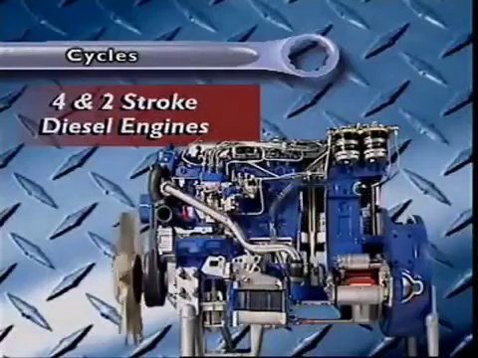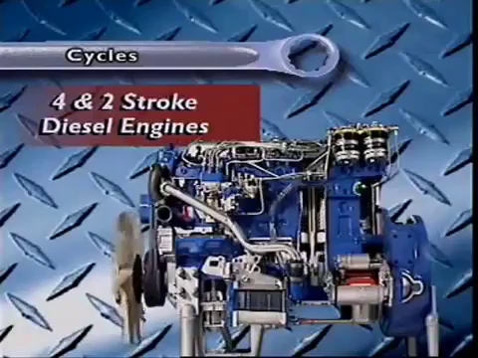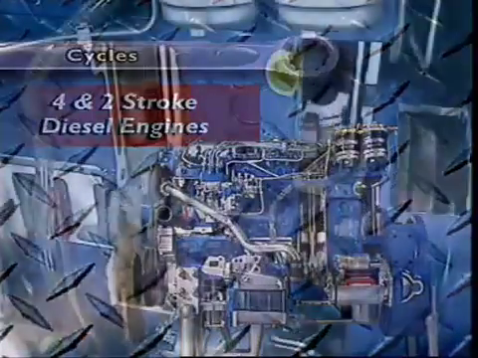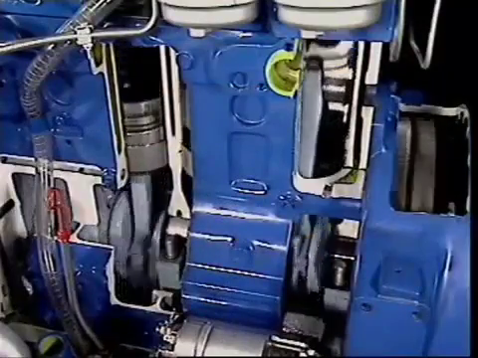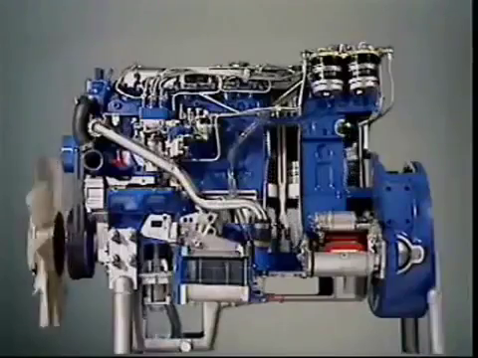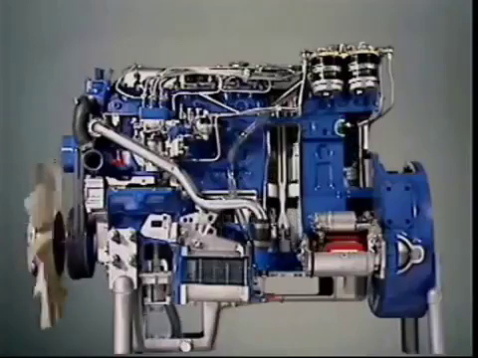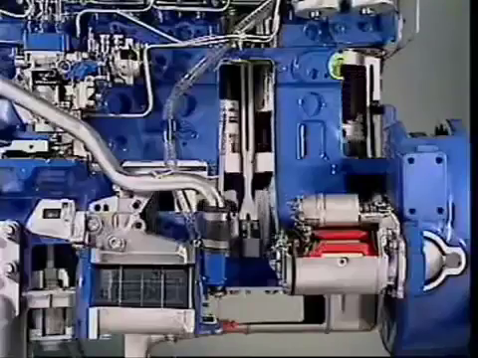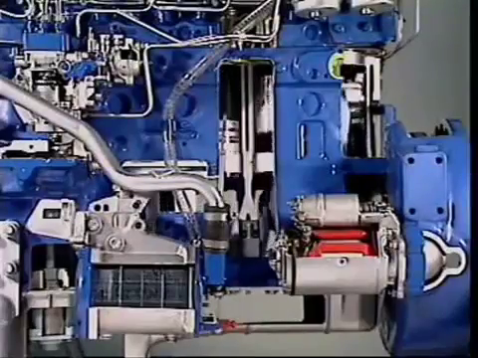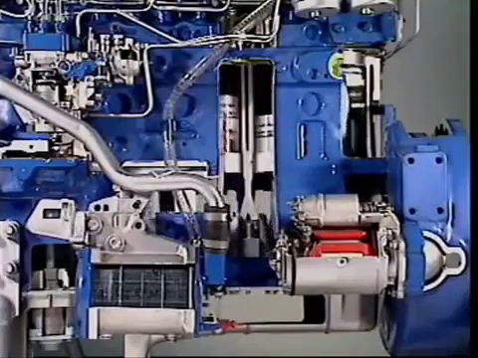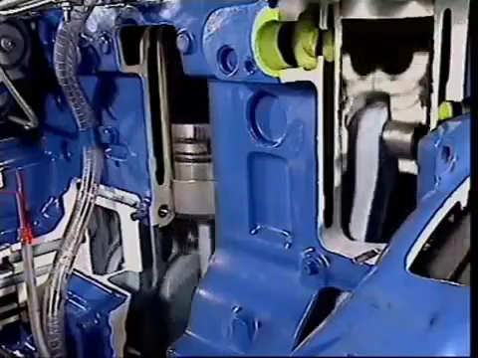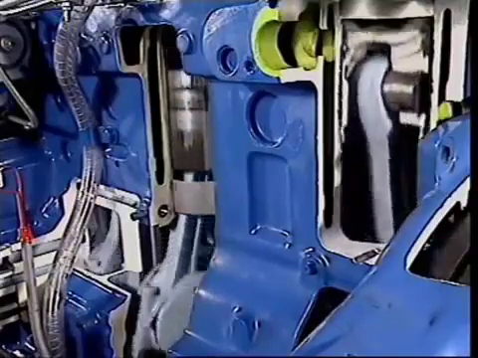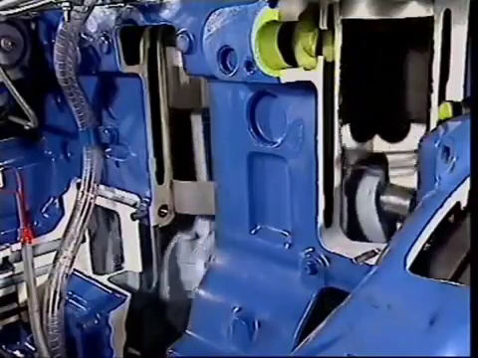This section examines the 4-stroke and the 2-stroke diesel engine cycle. Let's start with the 4-stroke diesel engine cycle. A 4-stroke diesel engine has a cycle of 4 strokes. A stroke is the distance from top dead centre to bottom dead centre. The piston travels down for 1 stroke on intake, up for compression, down for power, and back up for exhaust.